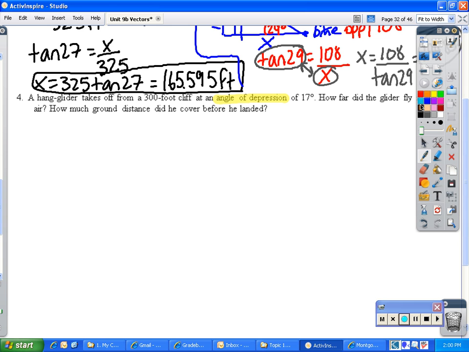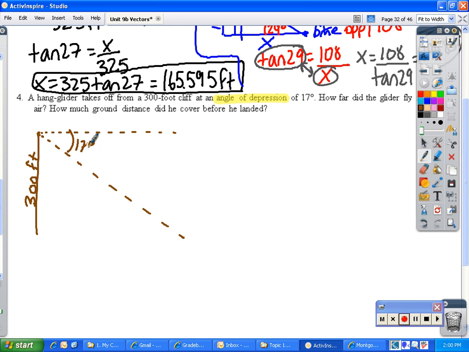We've got a hang glider. Here we've got a cliff right here. The cliff is 300 feet. The hang glider takes off at an angle of depression. So here the hang glider is up here. From the horizontal down is 17 degrees. Angles of depression are from horizontals down.